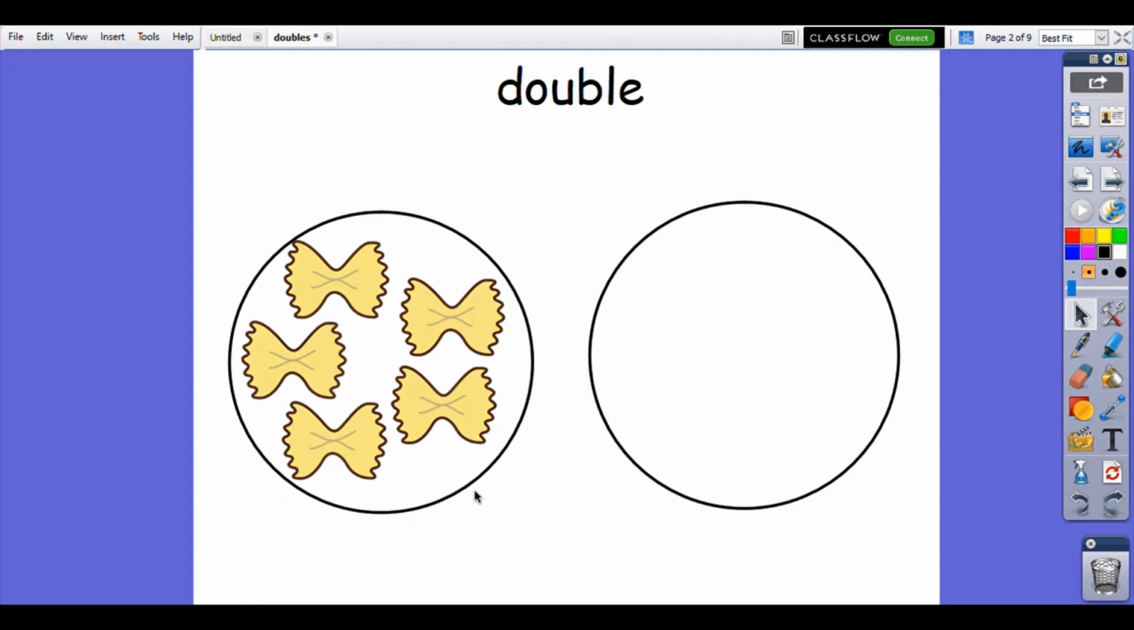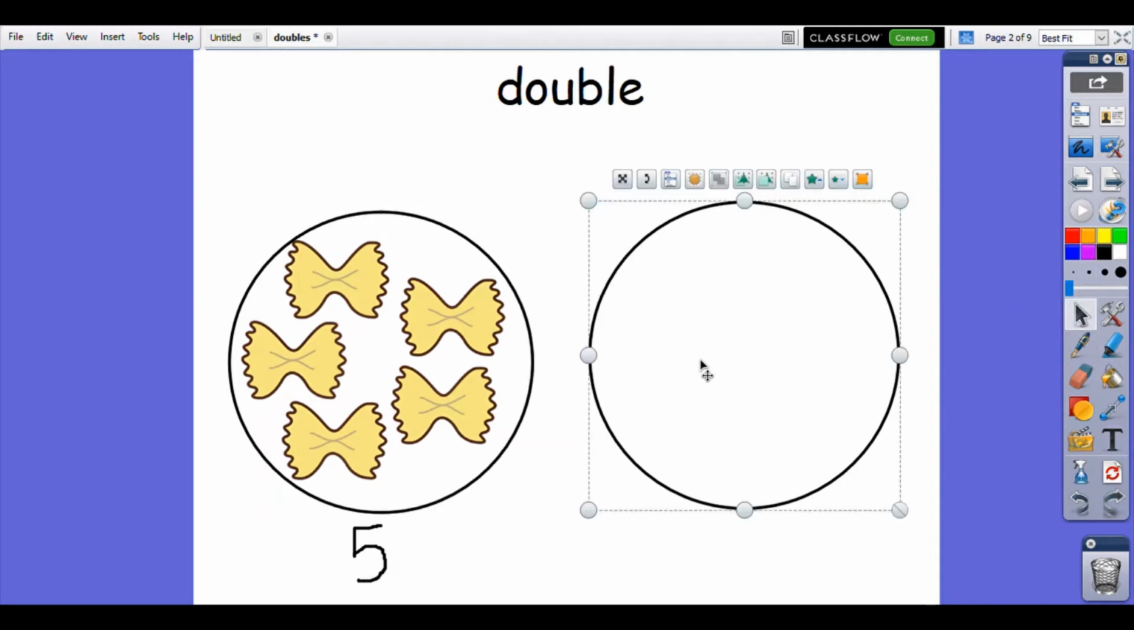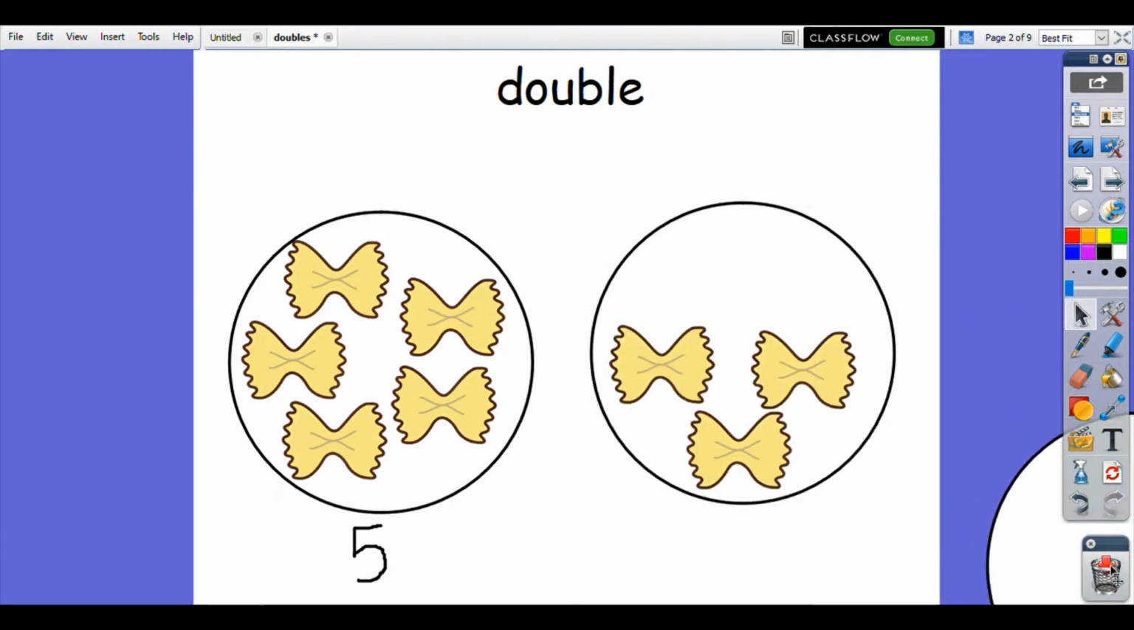Now, if I was going to double my pasta, how many should I have on this circle over here? I should have an equal amount. I've got 5 over here. I'll write 5 just to remind myself. Now, you tell me, have I done this correctly or not? Oh, no, I've made a mistake. What should I do to make it double? Oh, they need to be equal, don't they? So I should actually have 5 in here because I've got 5 over here, so I need the same again.